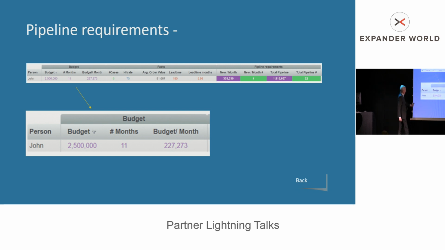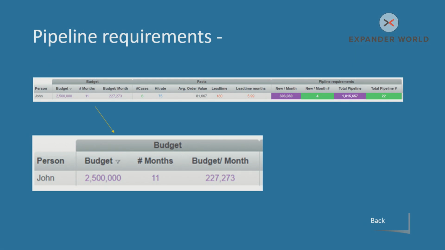Try to make it product. If you have a budget, sorry, of 2.5 million, you have 11 sales months, because 1 month is not there because of the holidays. That means that you have a budget per month, for this example, of 227 Norwegian crowns.